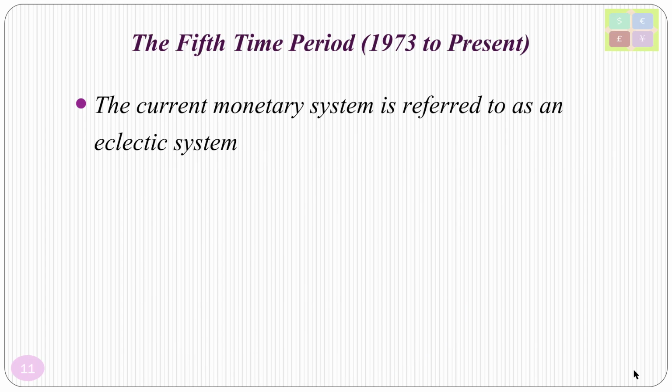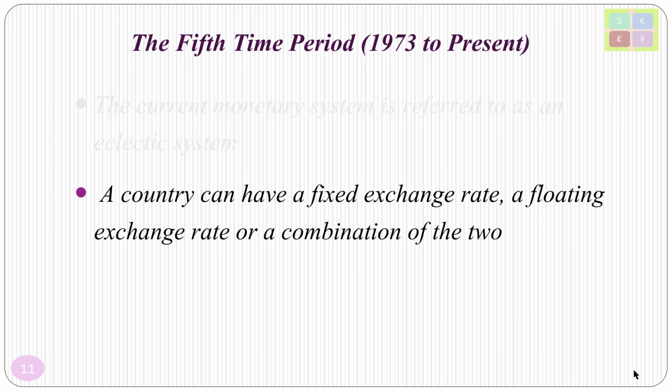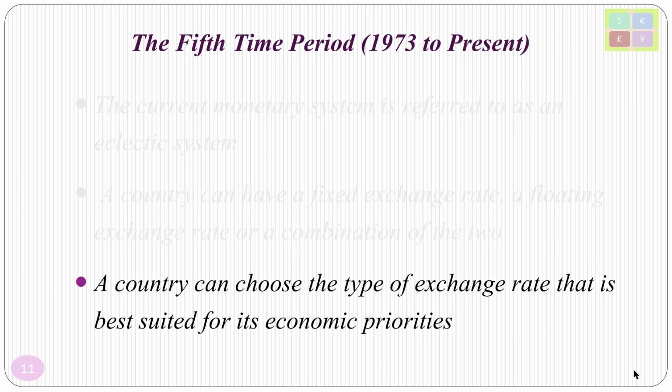The fifth and the current monetary system is referred to as an eclectic monetary system, which means there is a wide variety of exchange rate systems. A country can have a fixed exchange rate, a floating exchange rate, or a combination of the two. A country will choose the type of exchange rate system that is best suited for its economic priorities, such as inflation rate, unemployment rate, government debt, etc.